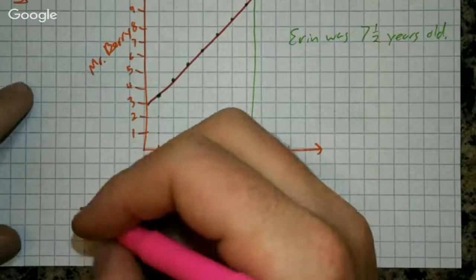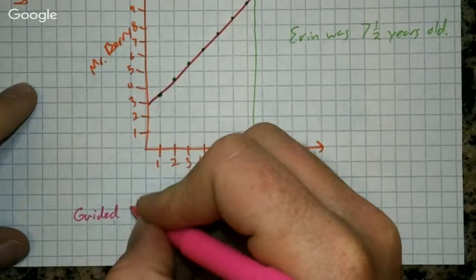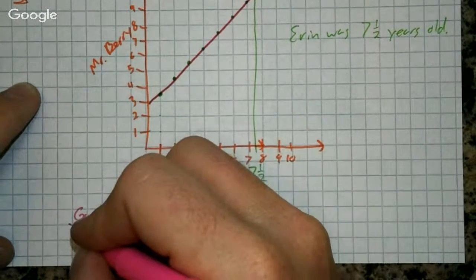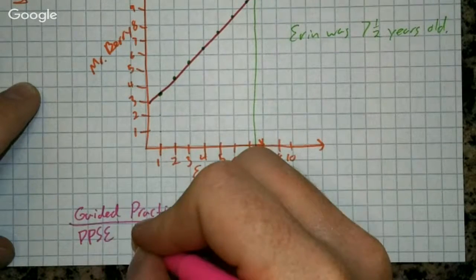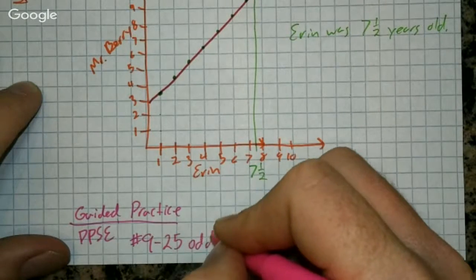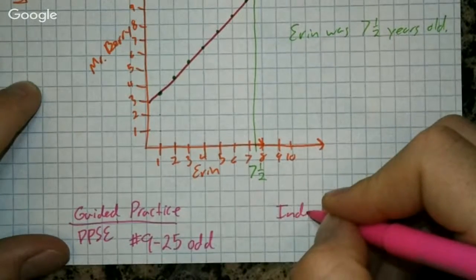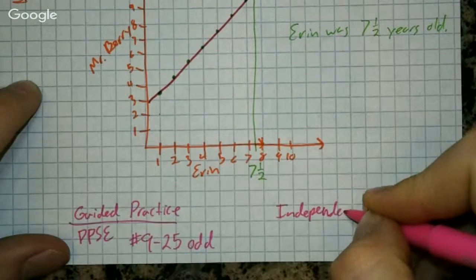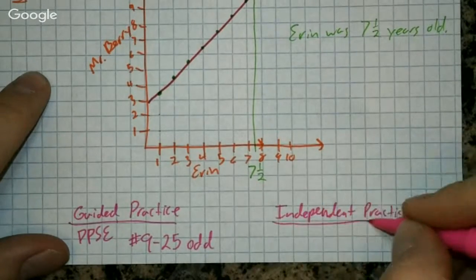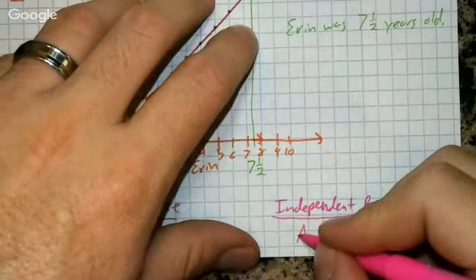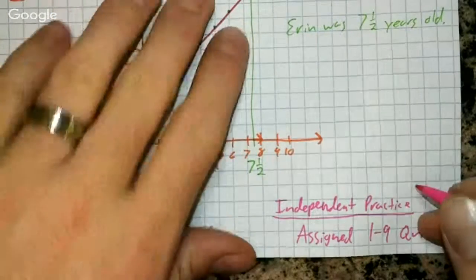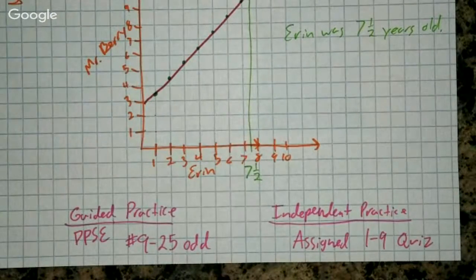Let's go ahead and figure out what our guided practice is going to be. Guided practice will be our PPSE, which is in the book, number 9 through 25 odd. And our independent practice, remember, we have a new, more efficient way of doing this, which is going to be the assigned 1-9 quiz. And those are your guided practice and your independent practice.